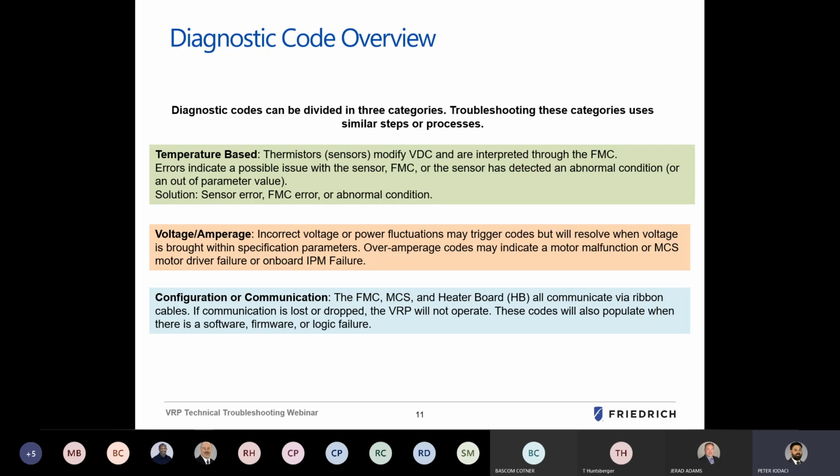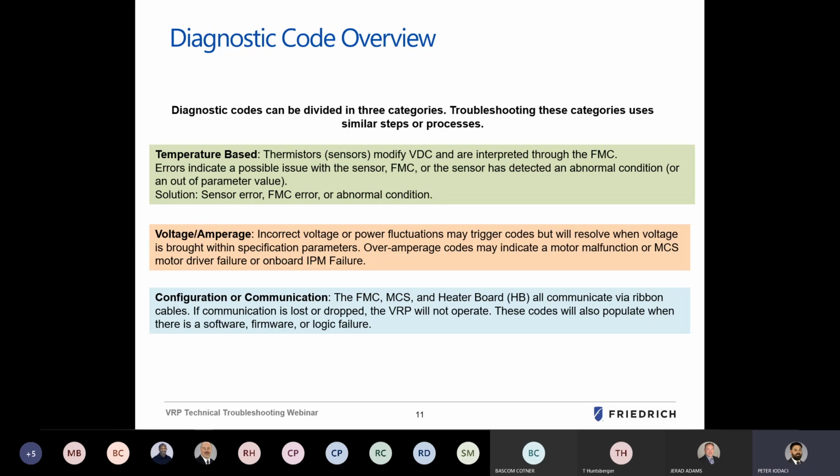When looking at voltage and amperage, incorrect voltage or power fluctuations may trigger codes, but will resolve when voltage is brought within specification of parameters. These are sometimes called soft codes. Over amperage codes may indicate a motor failure, MCS motor driver failure, or onboard IPM failure. So the idea here is that one of the components has flagged the board that there is something going on either with the voltage or the amperage. And the process we're going to use is that we want to rule out the motor, and then if the motor is fine, we're probably going to look towards the board.